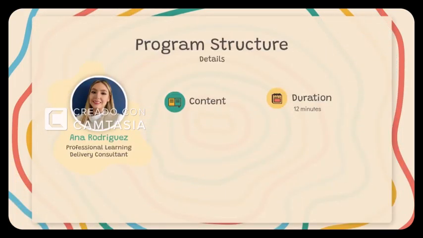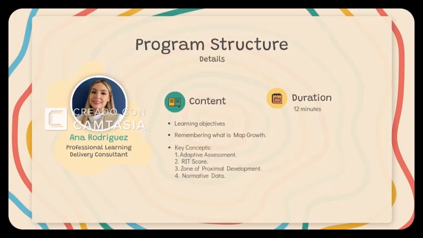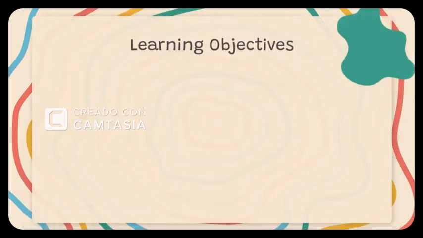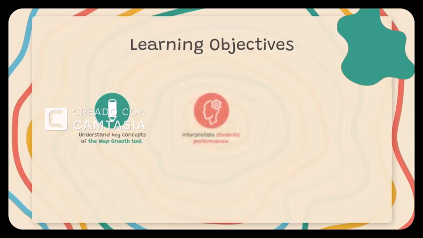In today's video, as usual, we are going to talk about the learning objective of this topic. Then, we will remember the concept of MAP Growth and navigate around 4 key concepts that will help us analyze better our students' performance and create strategies adapted to their needs. In this class, you will understand key concepts of the MAP Growth tool and interpret the student's performance to create strategies that support the individual learning process.